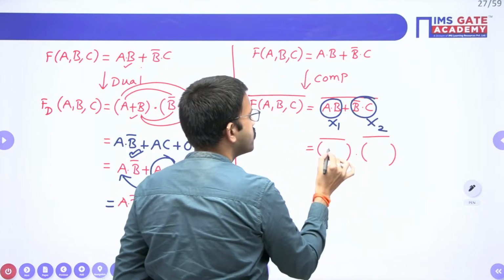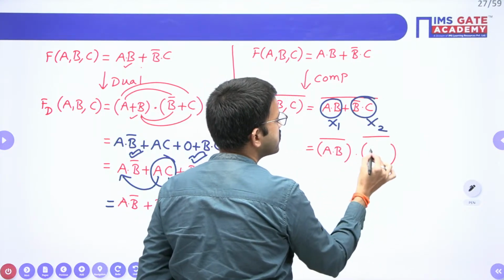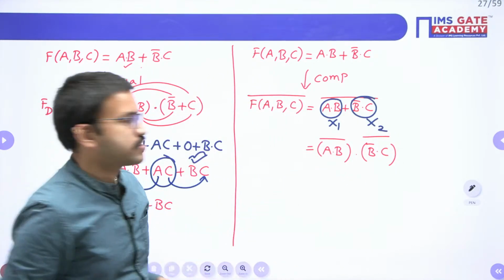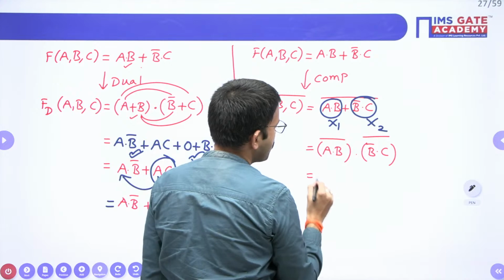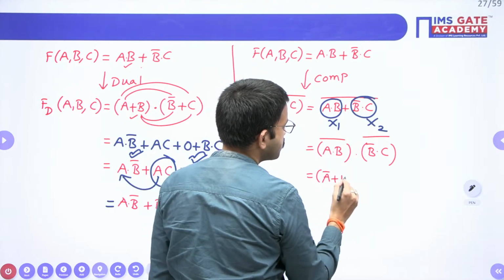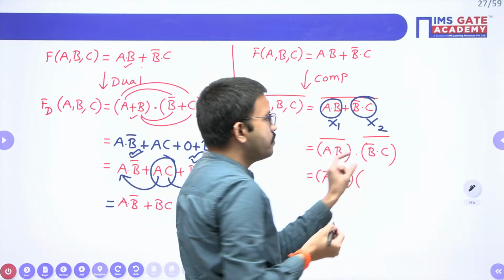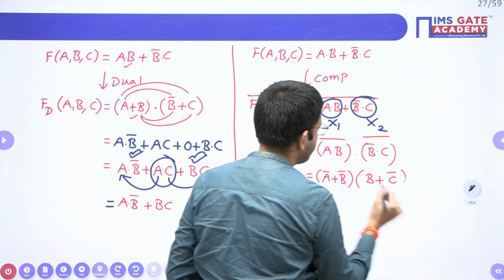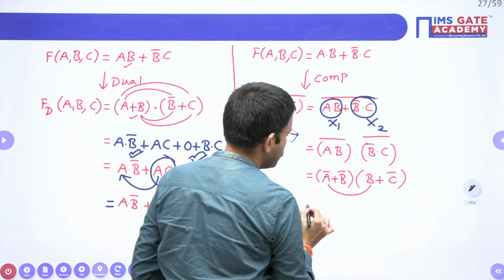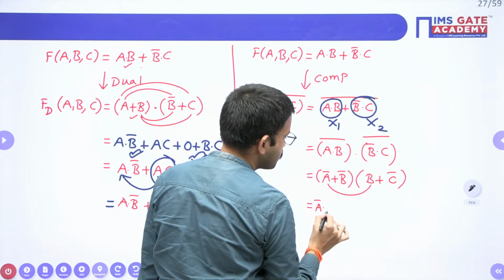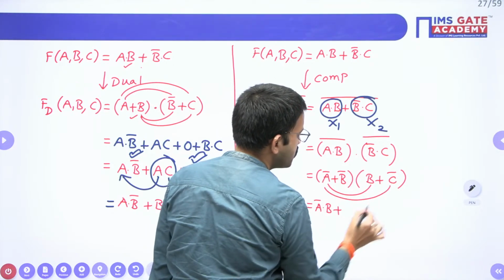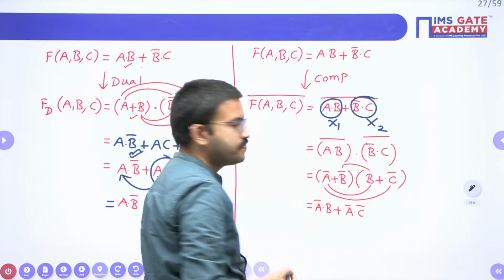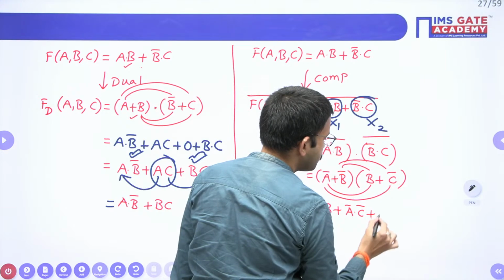So here the first term is nothing but AB. The second term is nothing but B bar C. Now once again you can apply De Morgan's law. AB bar is nothing but A bar plus B bar, and B bar C whole bar is nothing but B plus C bar. A bar into B, you will get A bar B, plus A bar into C bar, then B bar into B is 0, then B bar into C bar.